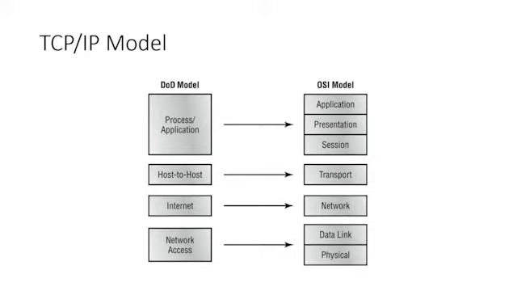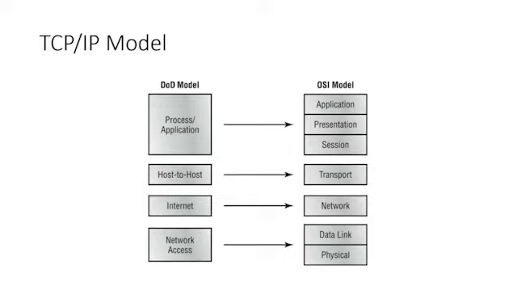Now, taking what we know about the OSI model, we can look at that and compare it to the DoD model or the TCP/IP model. You may see them both ways. The TCP/IP model has 4 different layers instead of the 7. The process application layer in the TCP/IP model lines up with the top 3 of the OSI model: the application, presentation, and session. Now we have a host-to-host layer in the TCP/IP model that does what the transport layer does in the OSI model.